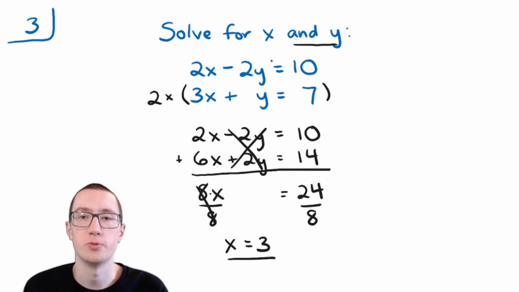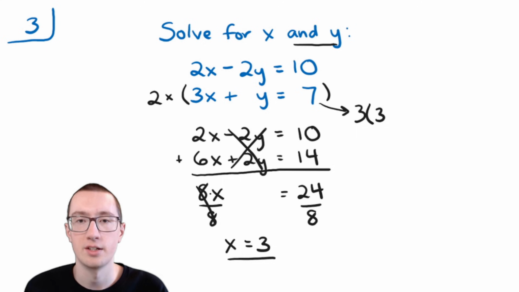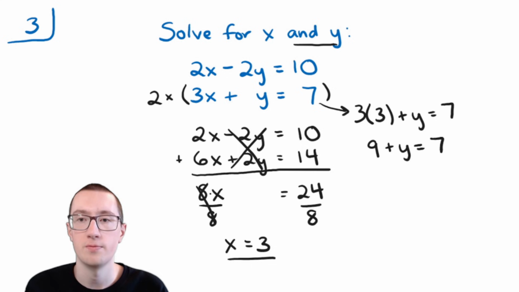Well, to do that, we can use either of these equations. In this one, y is by itself, so it'll be easier to use this one. So we're going to bring back this equation, but instead of x, we're going to put 3, because we know that x is the same as 3. So we're going to have 3 times 3 plus y equals 7. 3 times 3 is 9, so we have 9 plus y equals 7.